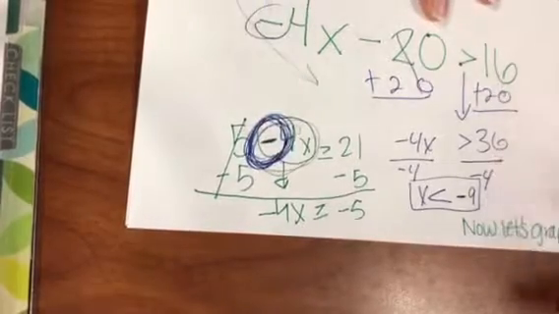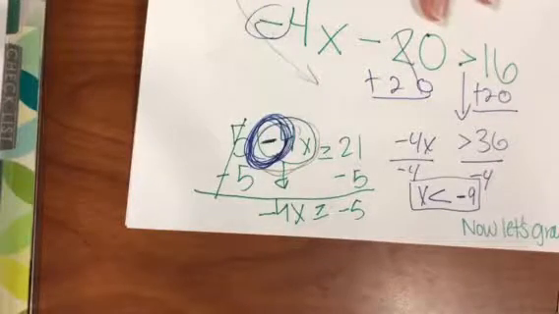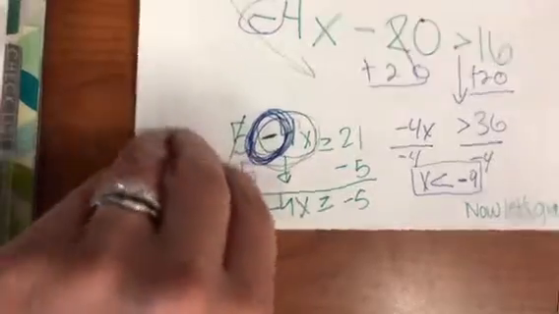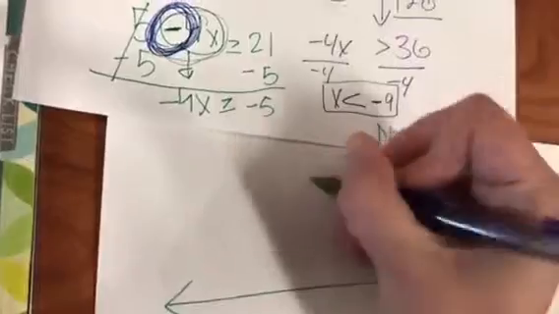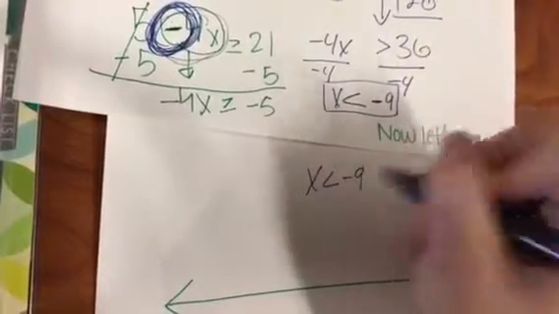So if you get confused and it has a positive and you want to bring it down, bring it in. Now let's graph this on a number line. We've got this. There's our X answer: x is less than negative 9.